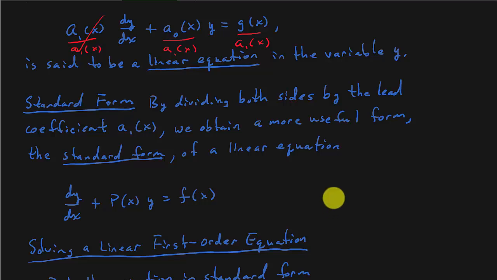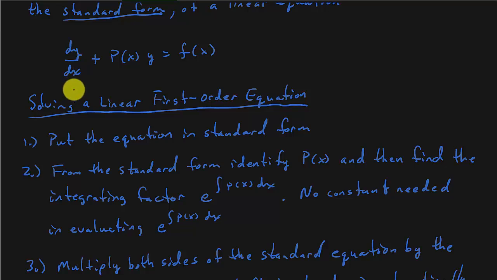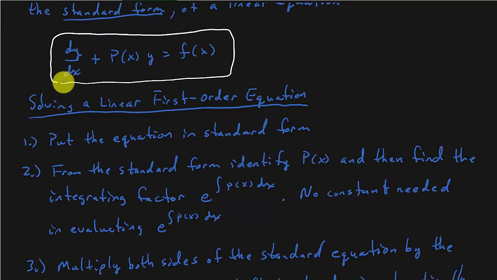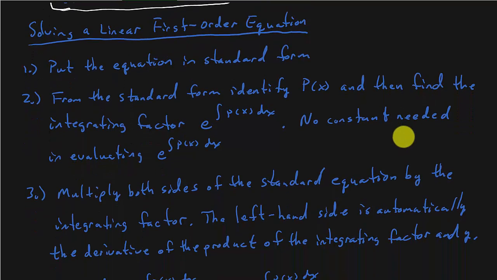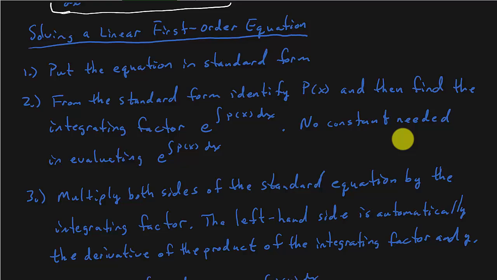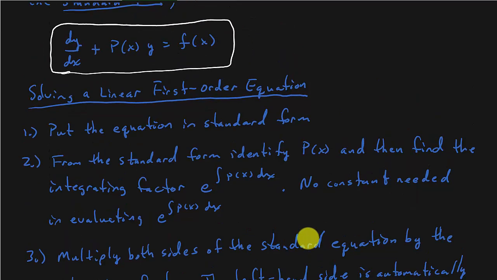This is the form that we want it in when we're solving a linear first order equation. That's the form you need to get it in. The problems that you come across may not be in that form, but you have to get it in that form. So let's look at the method for solving a linear first order equation. It says put the equation in standard form, which we know how to do now. We've got to have just dy/dx here, and then something times y equals some function.